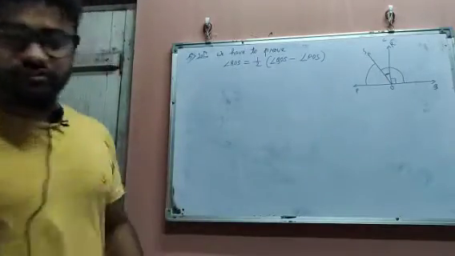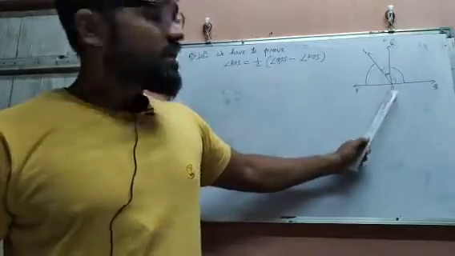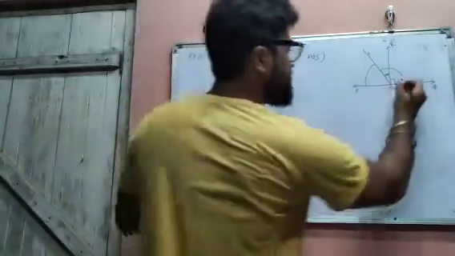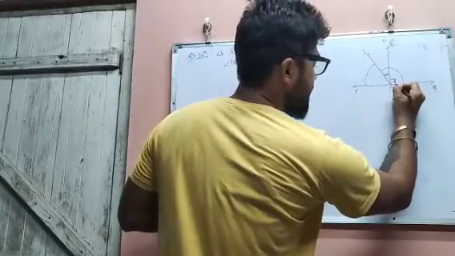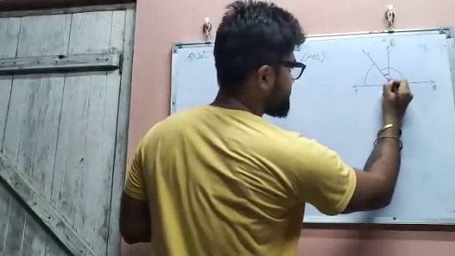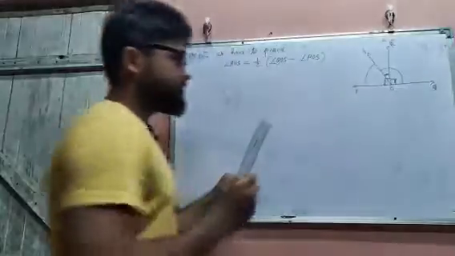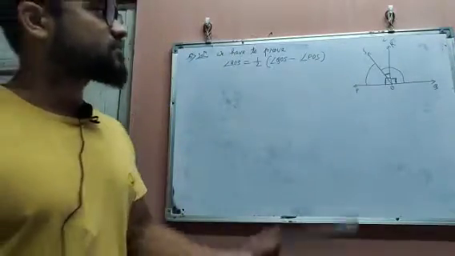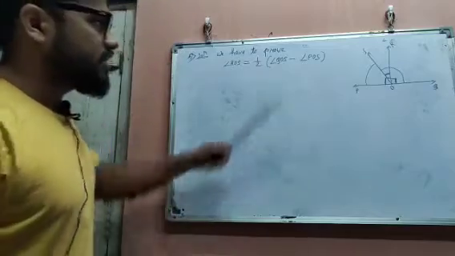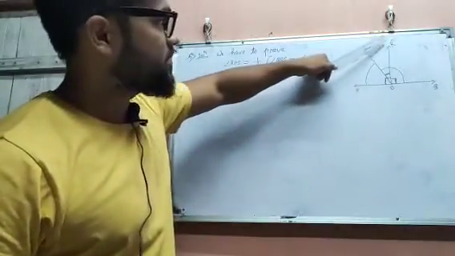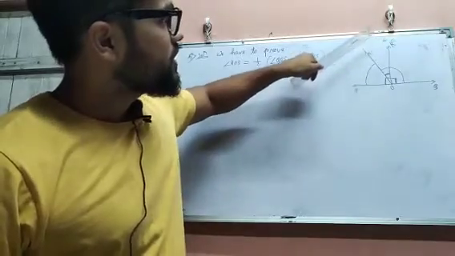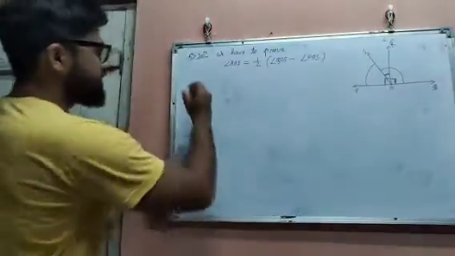So what we need to do? Clearly OR is given as perpendicular. That means this angle is 90 degree. As this angle is 90 degree, automatically this angle becomes 90 degree. So angle POR is also equal to 90 degree. Now see, from this side, angle POR we can write as angle ROS.